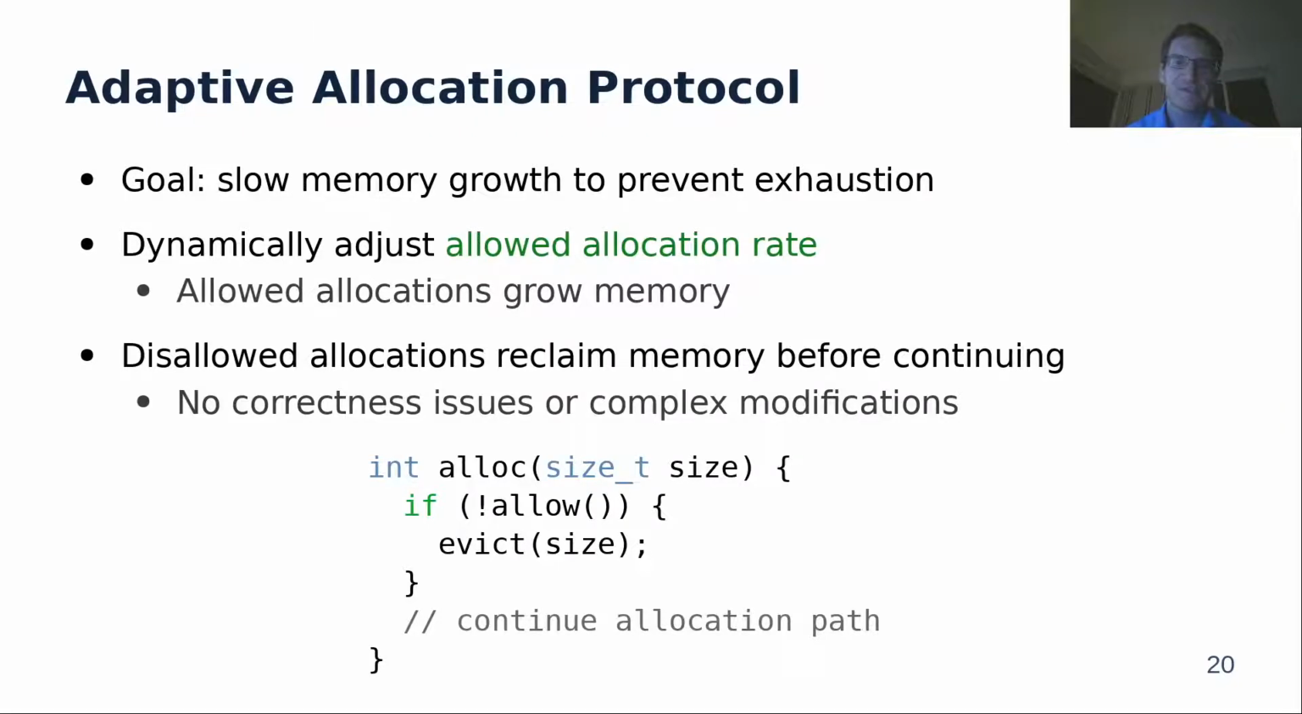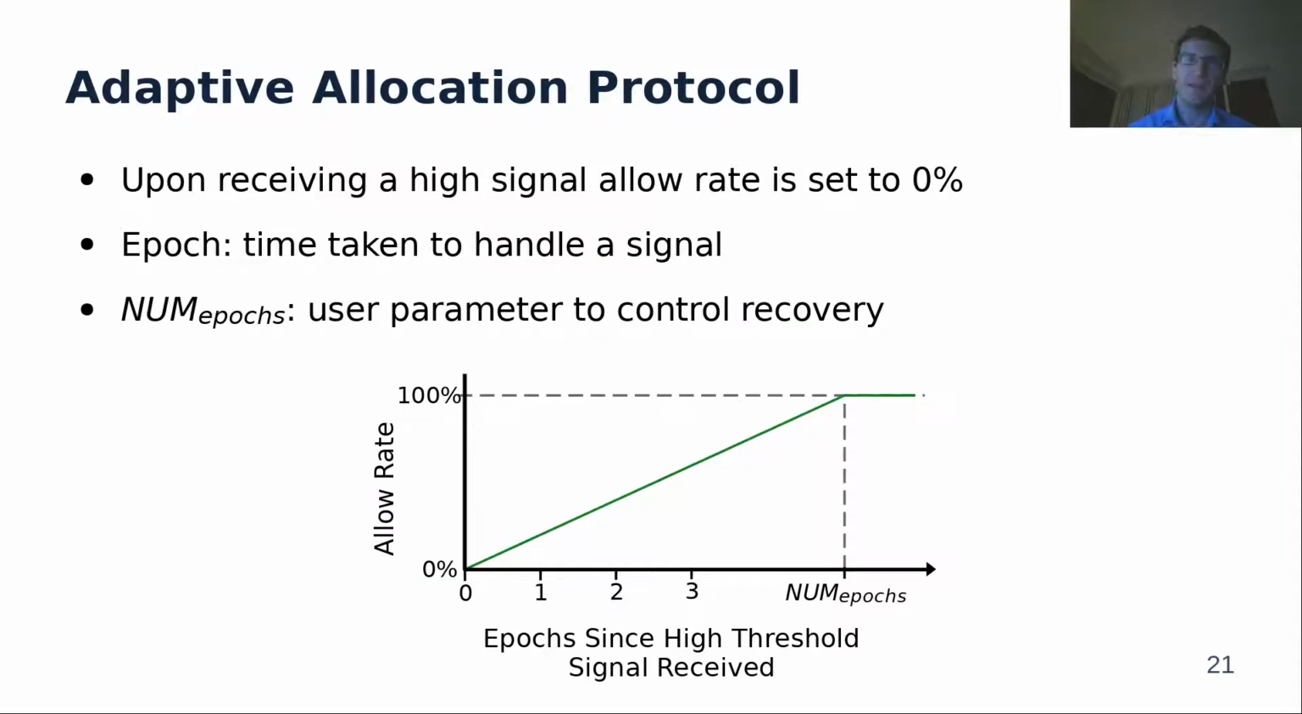We can see in this simple code example, a cache can simply evict the same amount of memory as the allocation if it is disallowed. This is very similar behavior to when the cache is at capacity, so there's no correctness issues or complex modifications required. Allocations are allowed based on the application's ability to reclaim memory. Immediately upon receiving a high threshold signal from the monitor, the allow rate is set to 0%, and from there it linearly recovers over time back to 100%.